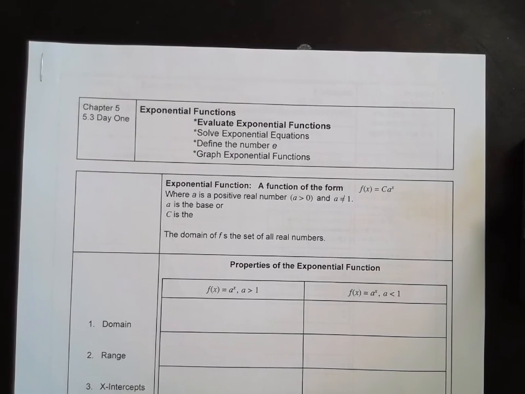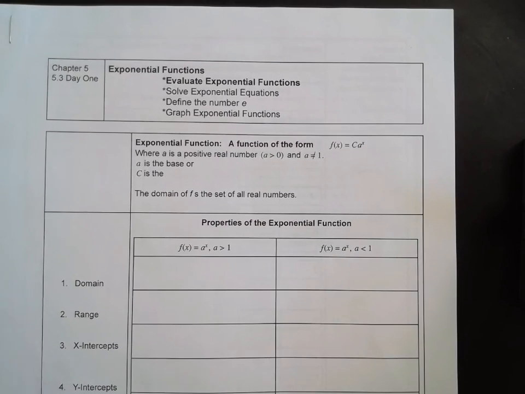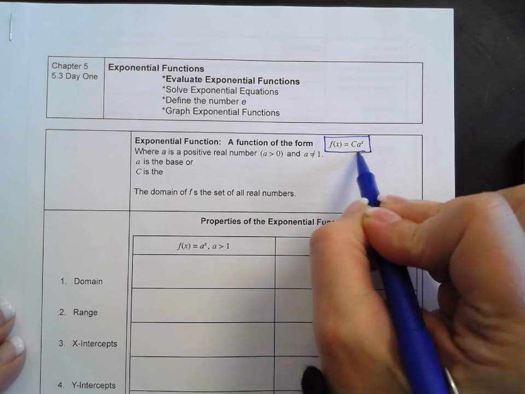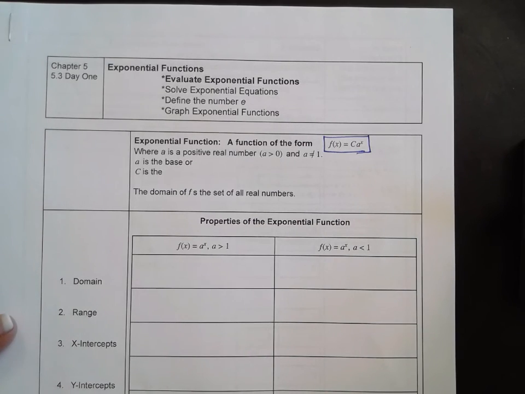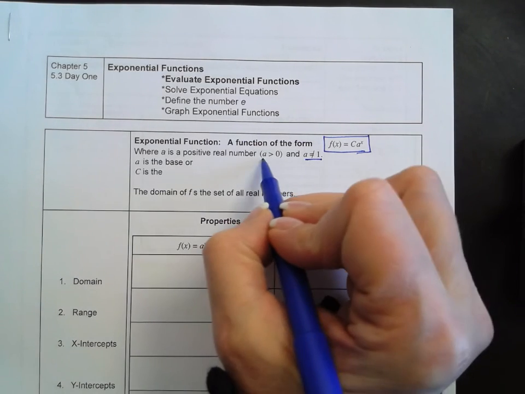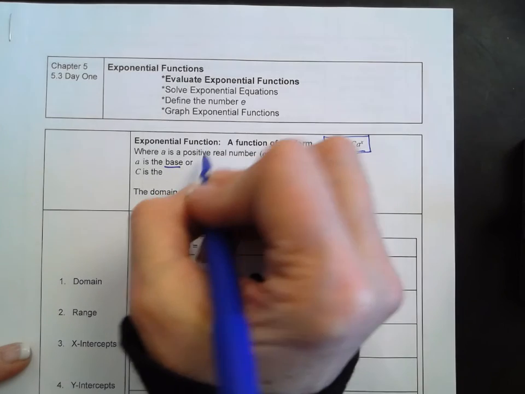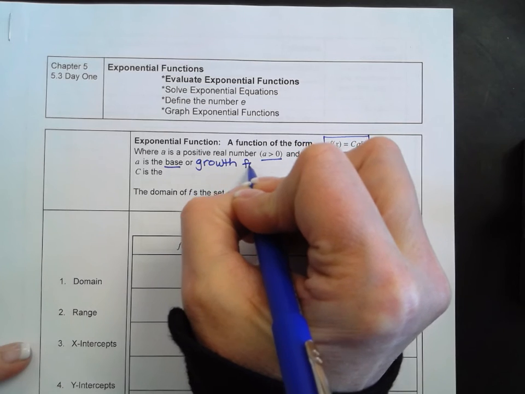All right, exponential functions. First part, let's talk about our exponential function. It is in the form of f of x equals c times a to the x. A is a positive real number. It cannot be 1, and it has to be greater than 0. A is the base, and in real life scenarios, it's considered the growth factor.